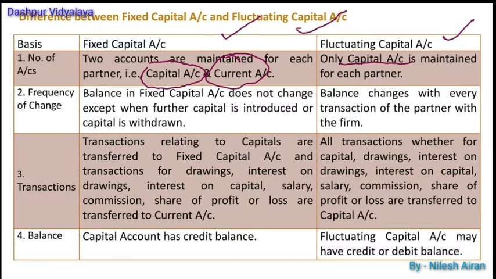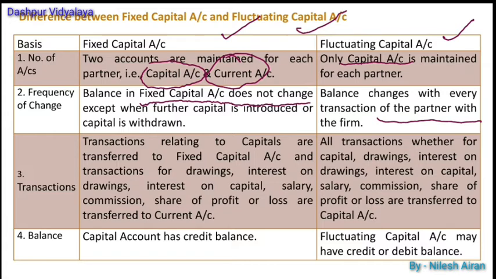Frequencies of changes. When the fixed capital method is adopted, the fixed capital account does not change except when further capital is introduced or capital is withdrawn permanently. Whereas the fluctuating capital changes very frequently, meaning with each and every transaction it will be affected.